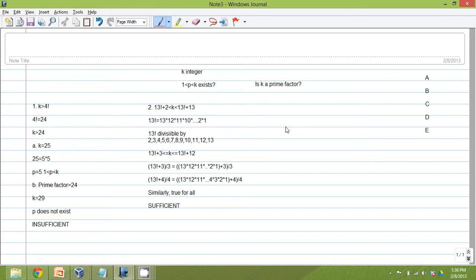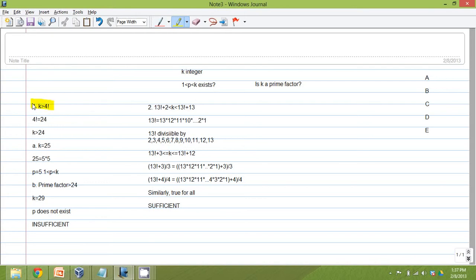We're given information that k is an integer and we are asked whether a p exists so that 1 is less than p is less than k. So what the question is asking is, is k a prime number or not? In case it is prime, this value p would not exist, and in case it's not prime, this value p would exist. So let's see the two conditions that are given to us. The first one says k is greater than 4 factorial.